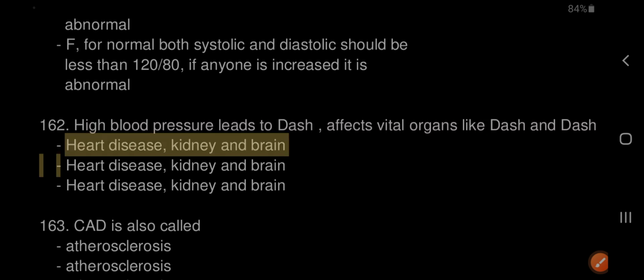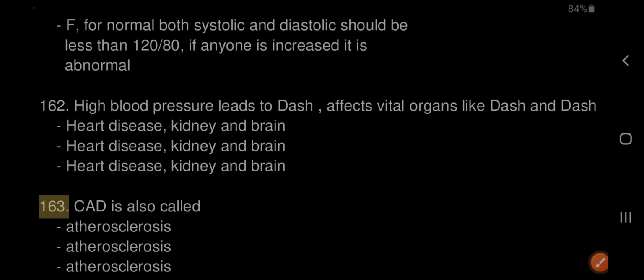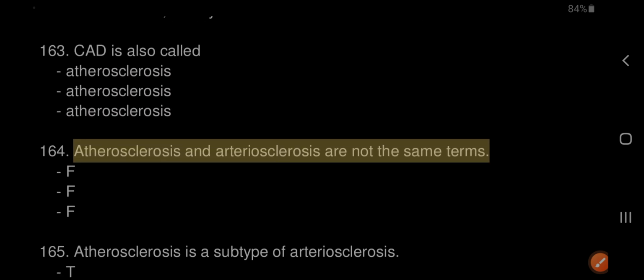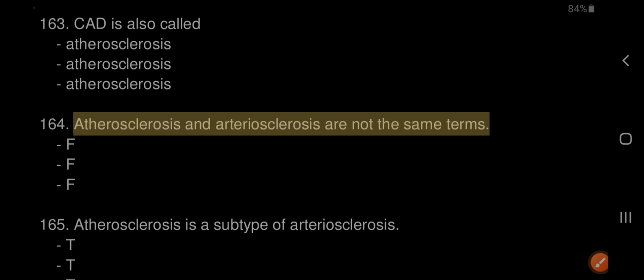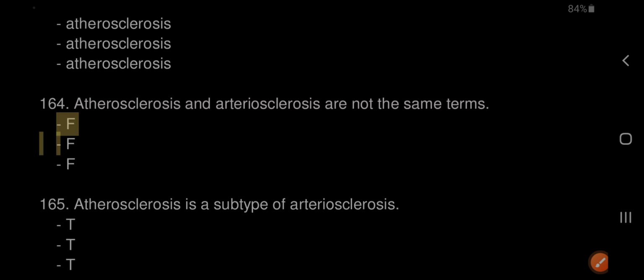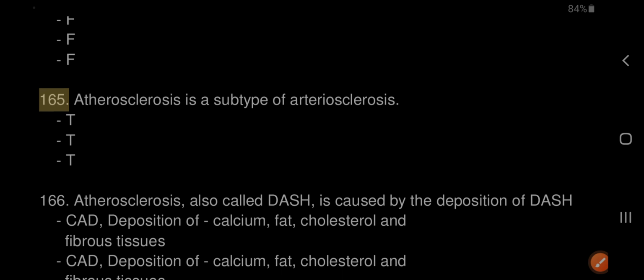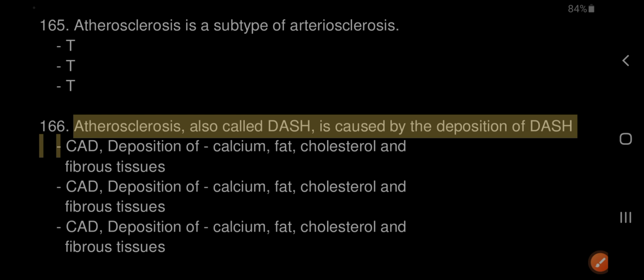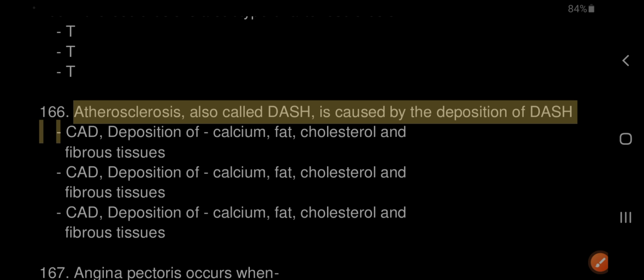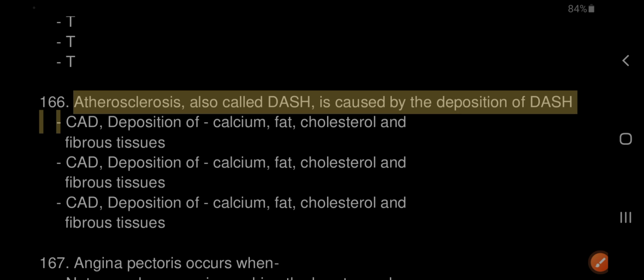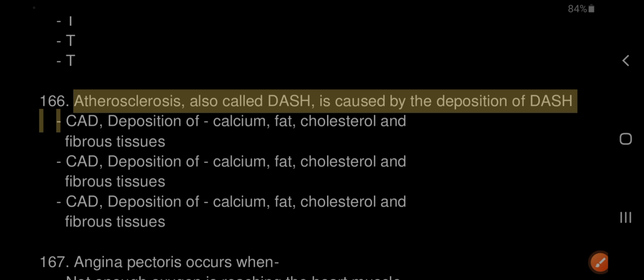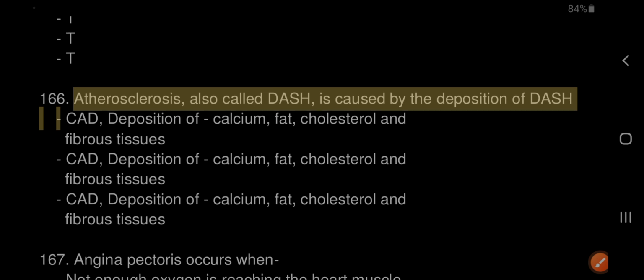163. CAD is also called atherosclerosis. 164. Atherosclerosis and arteriosclerosis are not the same terms. False. 165. Atherosclerosis is a subtype of arteriosclerosis. True. 166. Atherosclerosis, also called CAD, is caused by the deposition of calcium, fat, cholesterol in fibrous tissues.